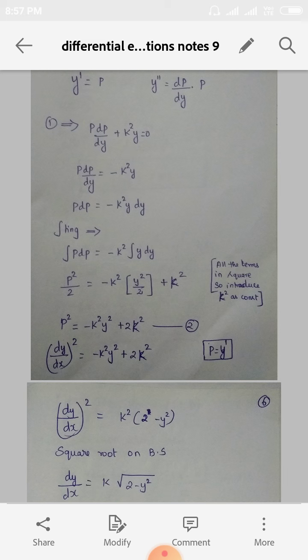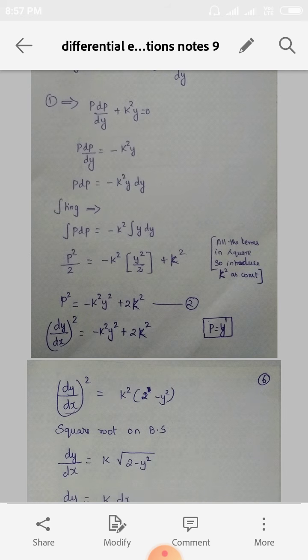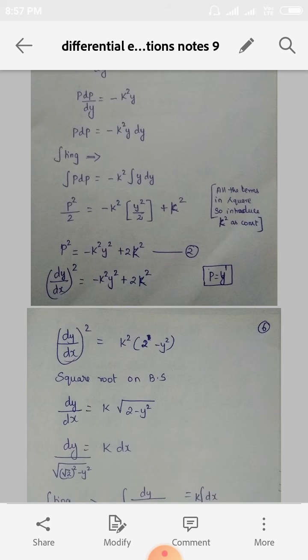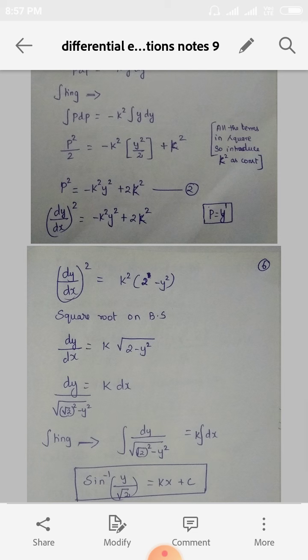So, p square is equal to, just multiply by 2. We get p square is equal to minus k square y square plus 2k square. Mark it as equation number 2. Again, we have to replace p. p is nothing but y dash. That is, dy by dx the whole square is equal to minus k square y square plus 2k square.